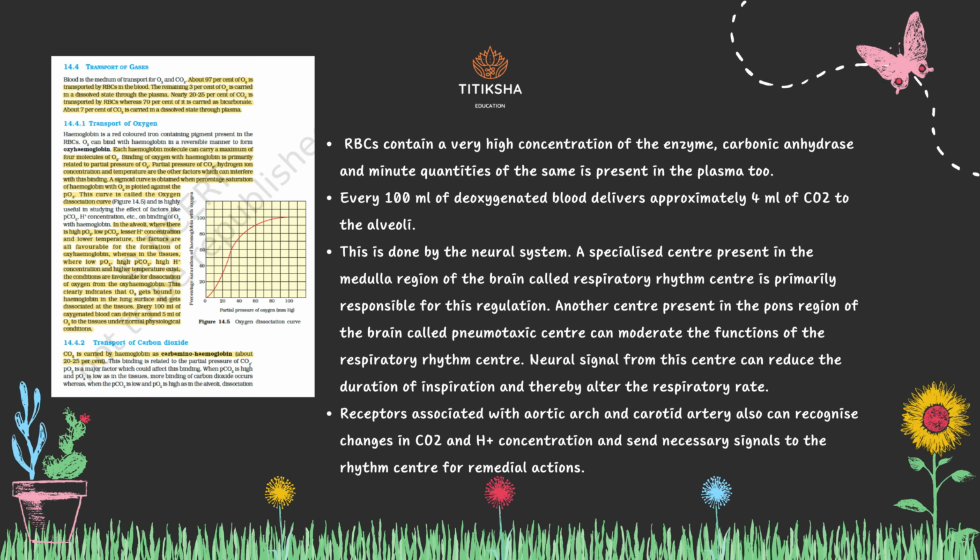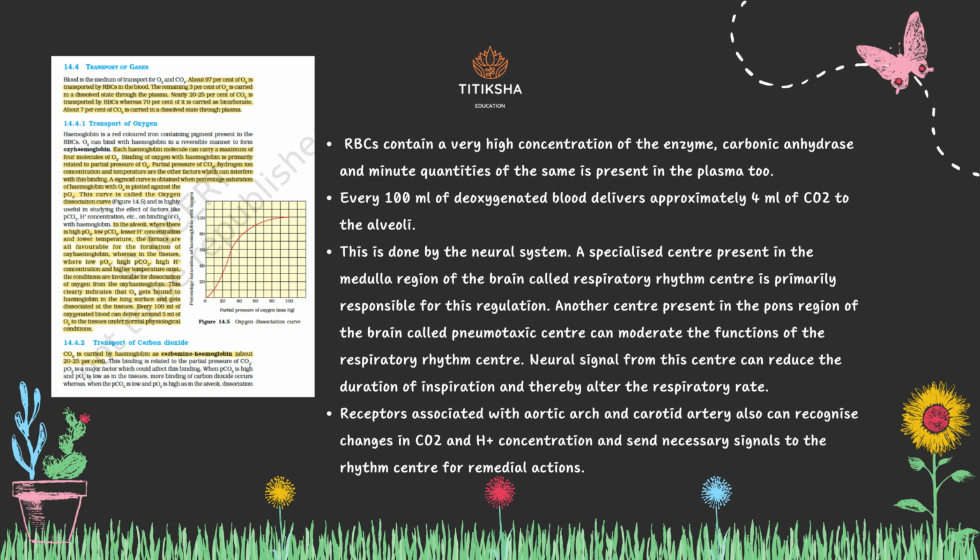RBCs contain a very high concentration of the enzyme carbonic anhydrase, and minute quantities of the same is present in the plasma too. Every 100 milliliters of deoxygenated blood delivers approximately 4 milliliters of CO2 to the alveoli. This is done by the neural system.